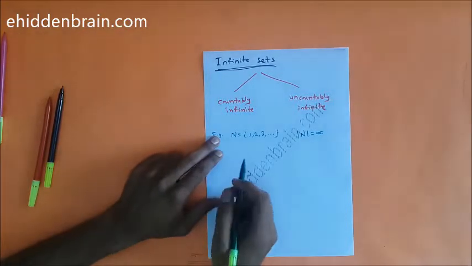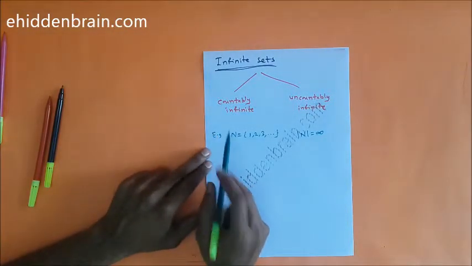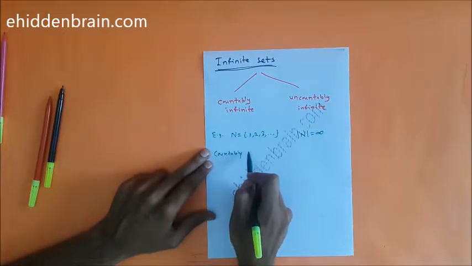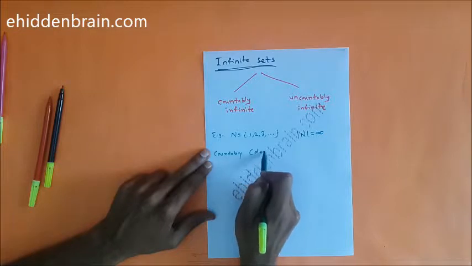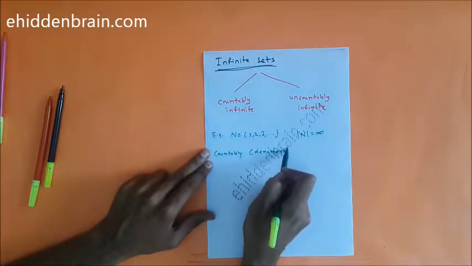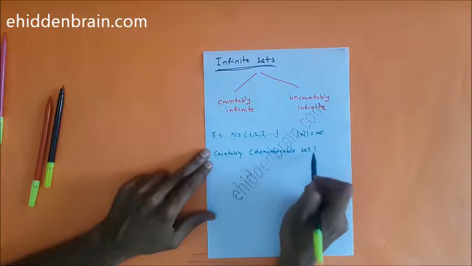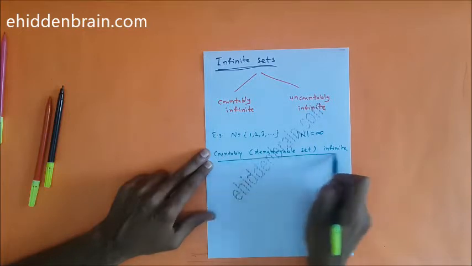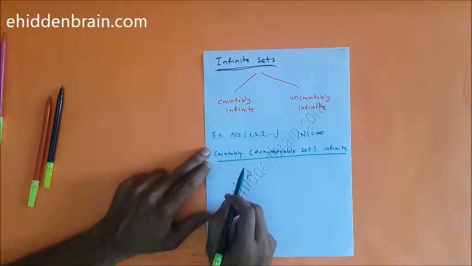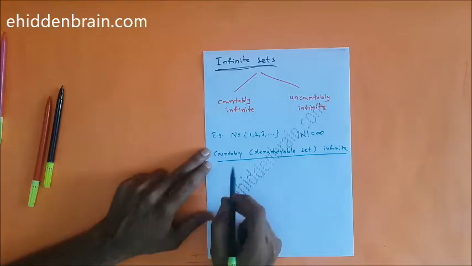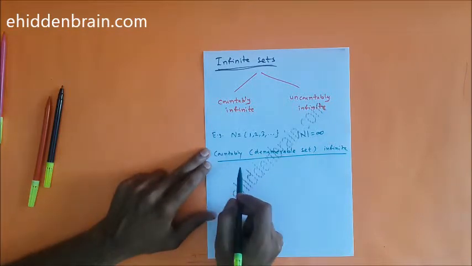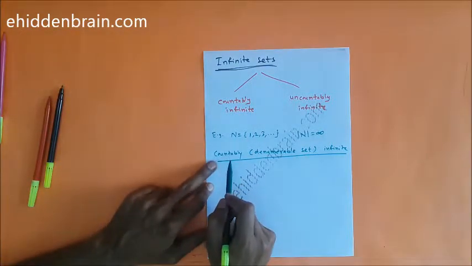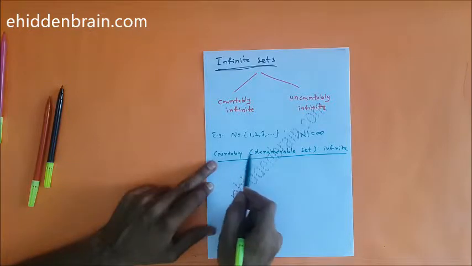Now, countably infinite set, let's talk about countably infinite set. Countably infinite set is called as denumerable set. It's called as denumerable set. Now, what is countably infinite set? Right? It doesn't mean that we can count the number of elements. It is not in that sense. It means we can have a bijection of the numbers.